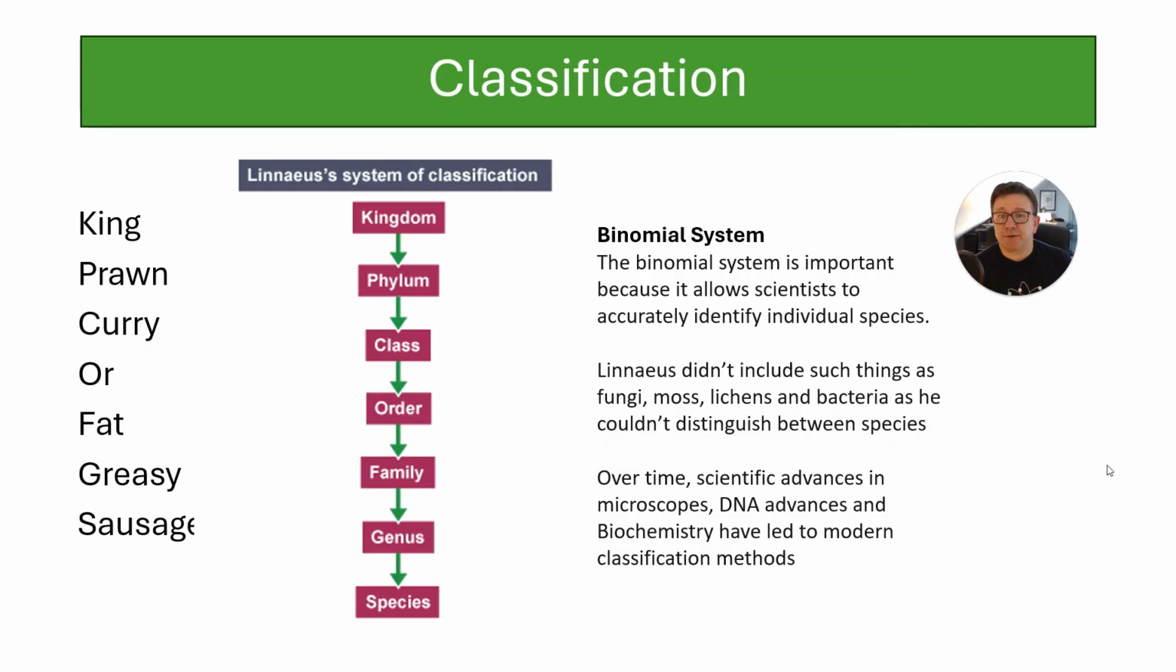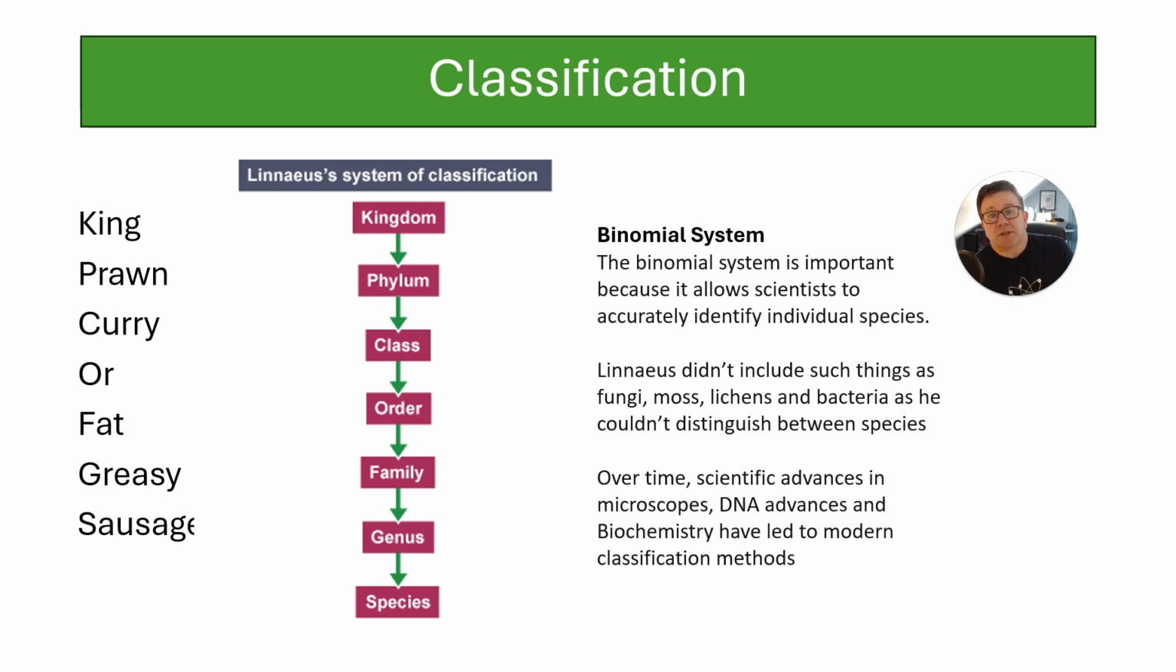Classification, I'm hopeful this will come up because I do love my mnemonic here. The way to remember Linnaeus' system of classification, I use king prawn curry or fat greasy sausage. It does work. That tells you the list. Remember, the binomial system allows scientists to accurately identify individual species, using genus and species, so Homo sapiens, for example.